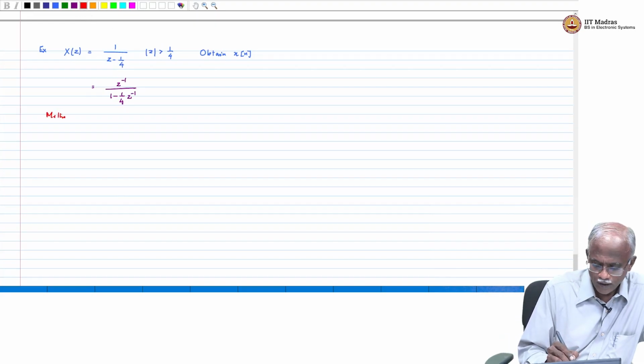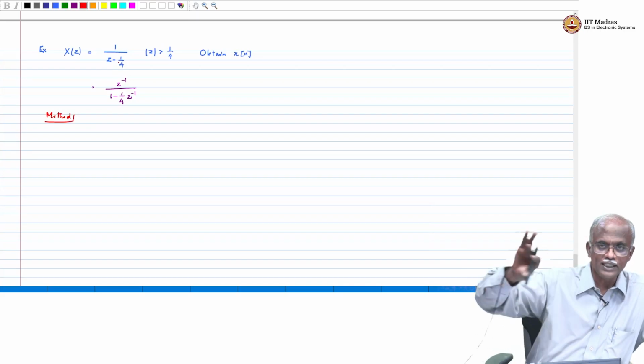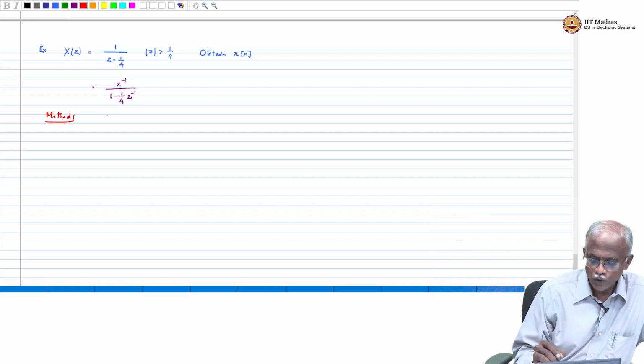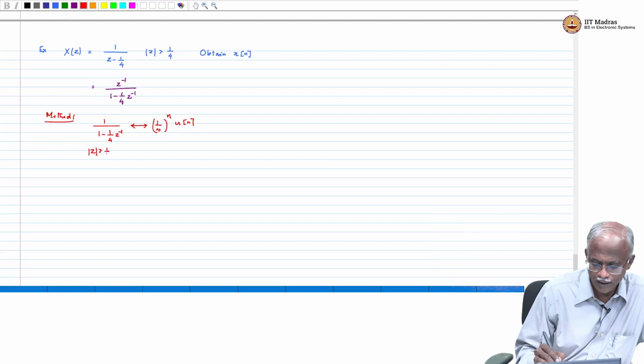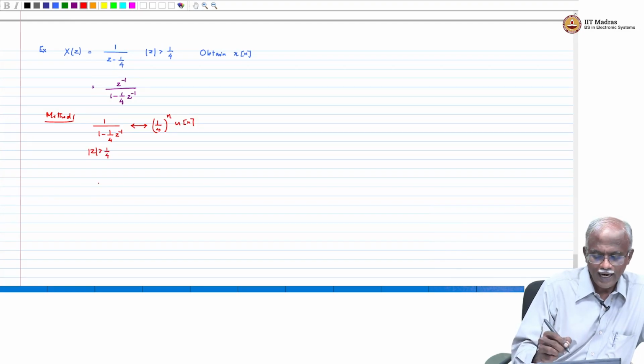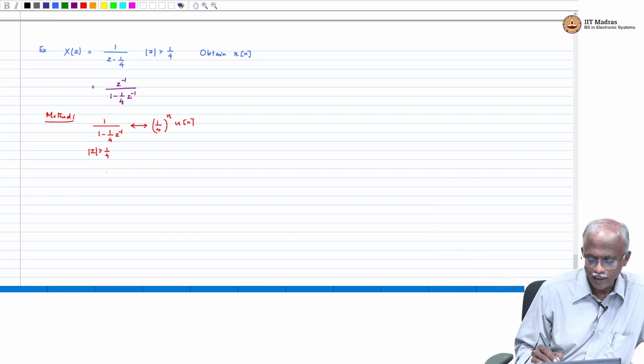Method 1, the numerator is a z inverse, that means it is a time shifted sequence. So we use the result that 1 over 1 minus 1/4 z inverse corresponds to a sequence which is (1/4) raised to the power n u of n, okay, where ROC is given as mod z greater than 1/4.